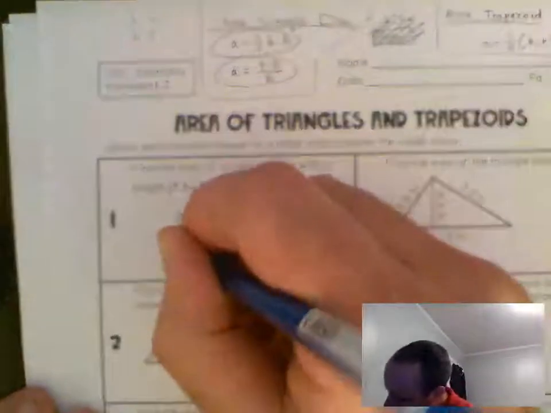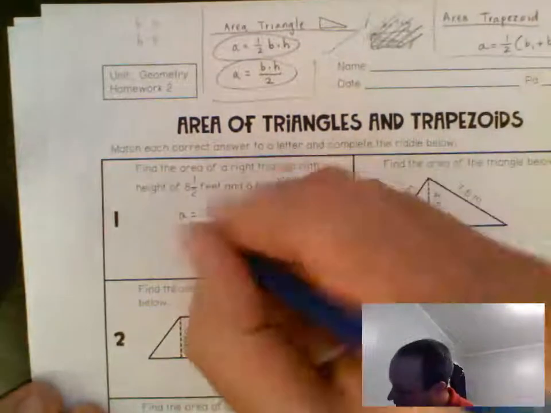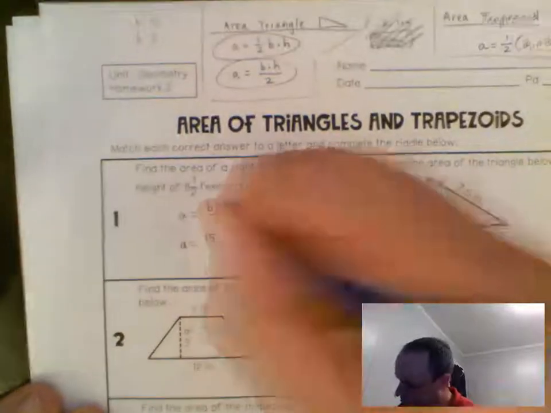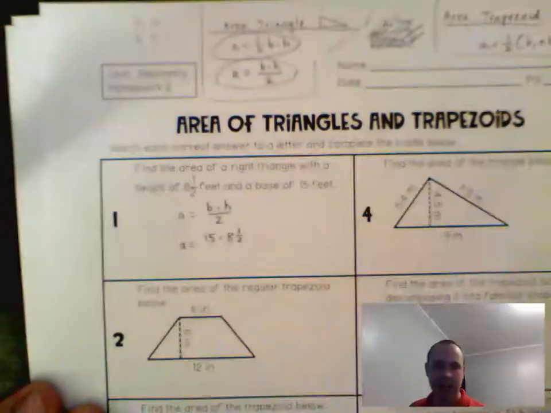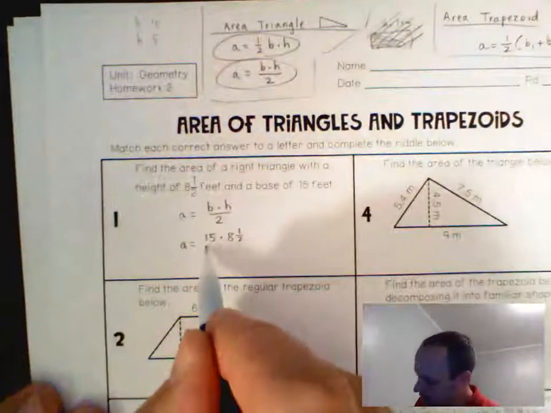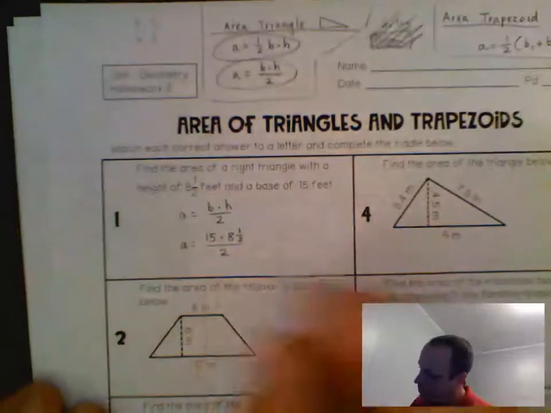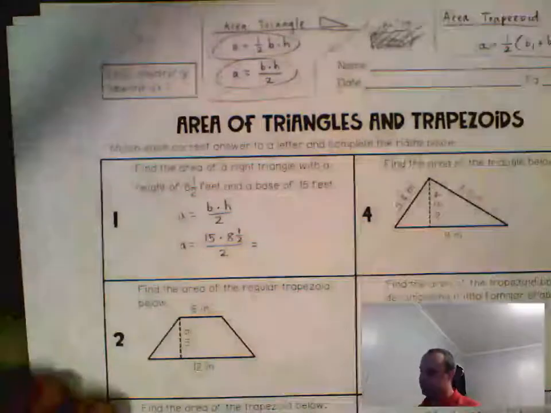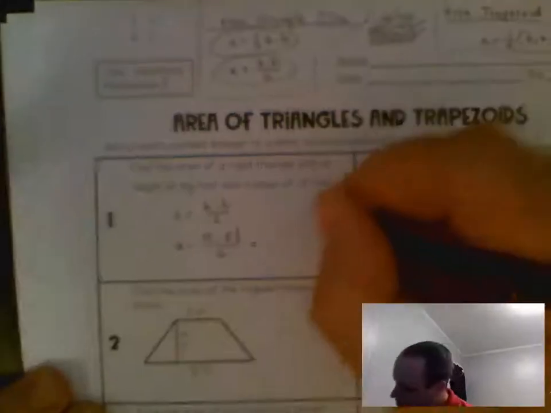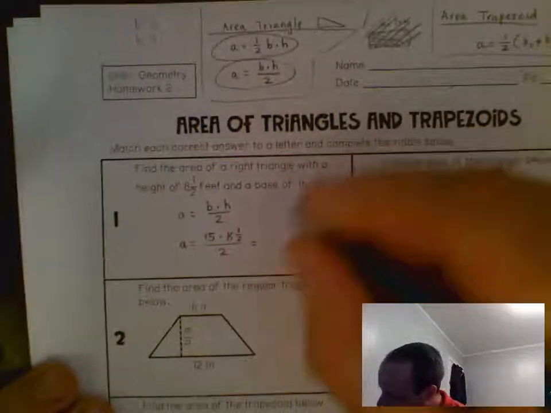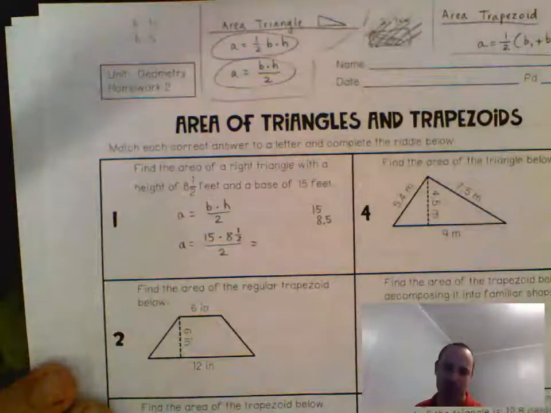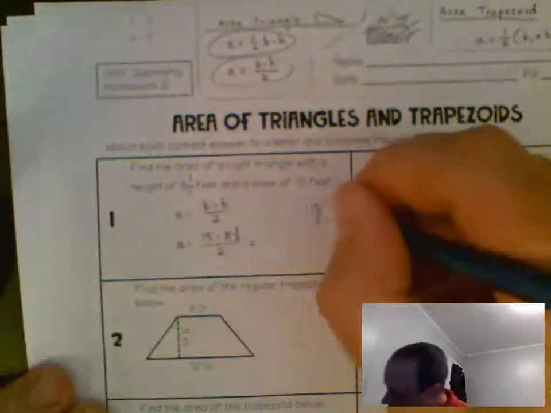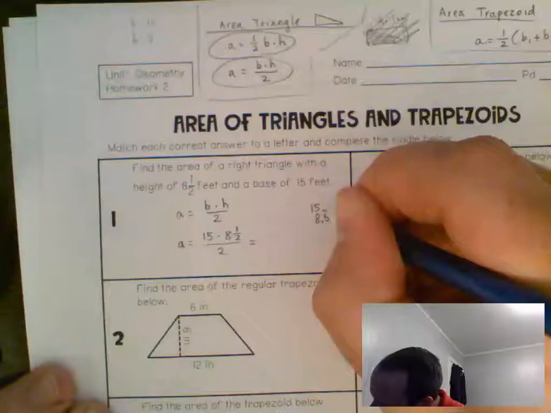We're going to plug these numbers in. My base is 15, that goes for b. My height is 8.5, that goes for h. And that's all over 2. If you have a calculator, you can do that. I'm just going to come over here and do 15 times 8.5. So I'm going to go over here and do this.